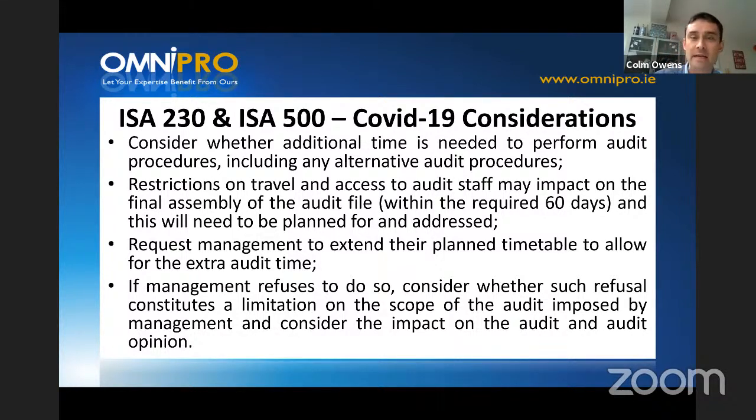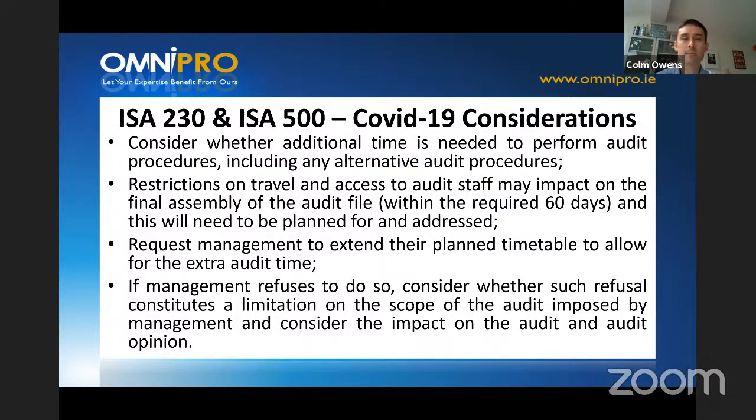I think the second point there is also really important, is how are you going to finalize the assembly of your file? Okay, so you've got the 60 days there, but you need to recognize that you may not get through that within that period. So how are you going to close it down? Getting the files from staff members to reviewers and back and forth. We're all using Zoom. I think some of us are Zoomed out, but we're all using it. We're using different techniques to get this done. But as part of your planning, you need to bear that in mind.